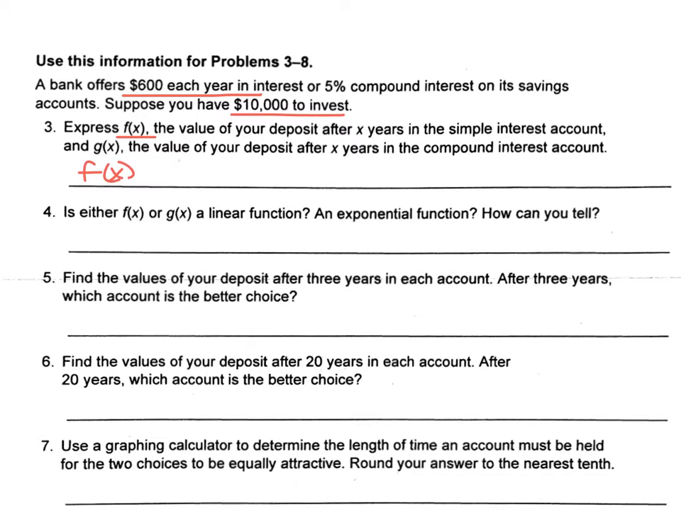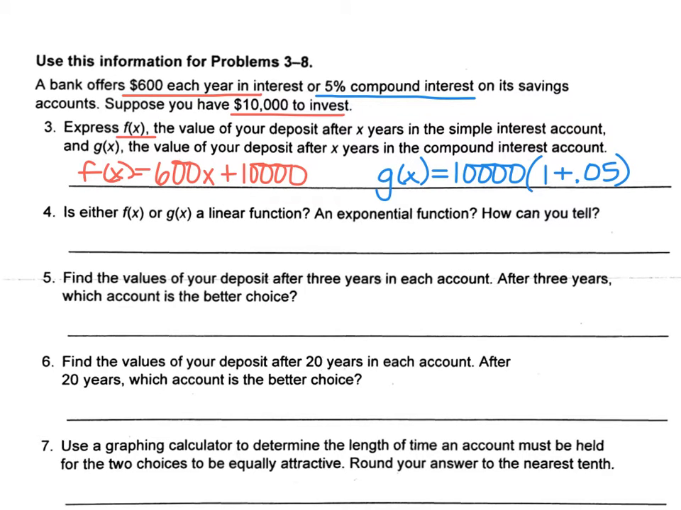So f of x is going to be 600 each year, so 600x plus 10,000. G of x, and you all can write y equals each time. It doesn't matter to me. This is just another way to denote that. And the second one is for compound interest, which is this percentage that they give us here. So on this one, remember, you start at 10,000, and then we do 1 plus 0.05, because we change it to a decimal, with an exponent of x. Interest is always plus. You're not after the first month, you're just starting with it.